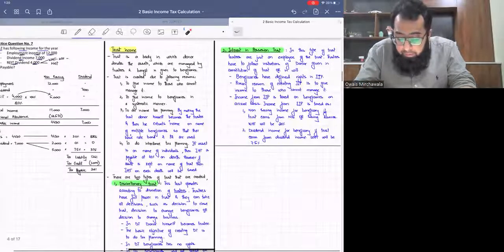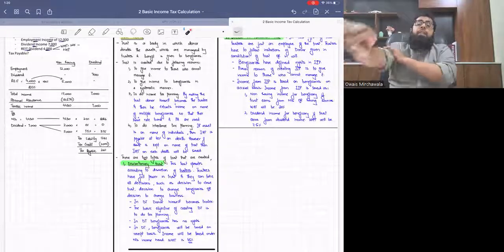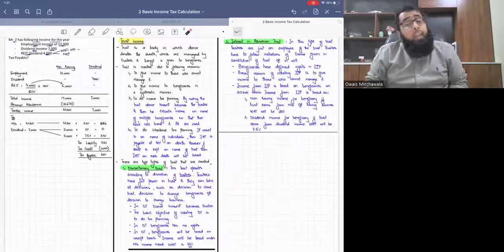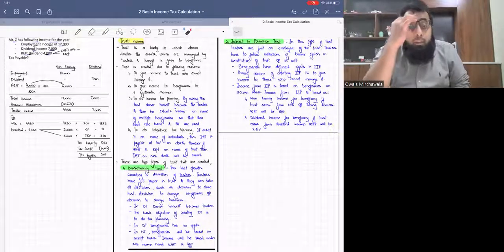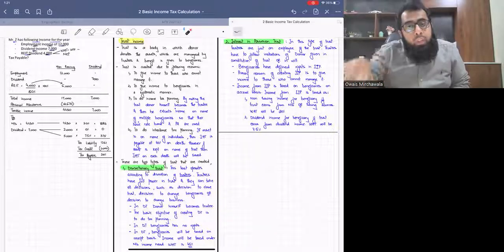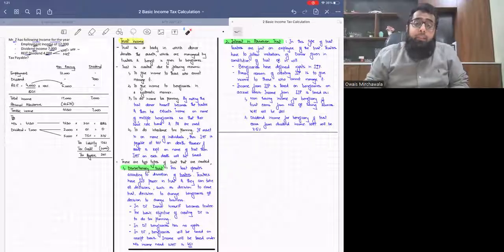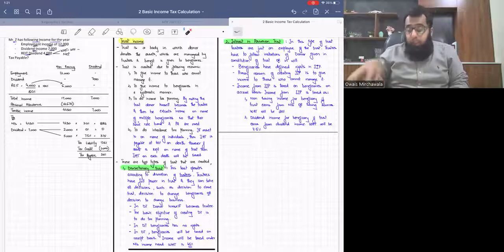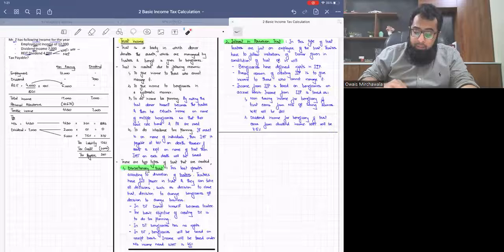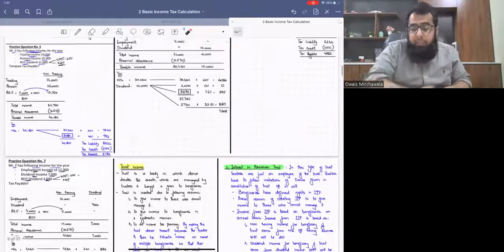So what is the concept of trust income? If you look at it carefully, a trust is a body in which the donor gives the assets to the trust. Those assets are managed by the trustees for the benefit of the beneficiary. This means that the income goes to the beneficiaries.